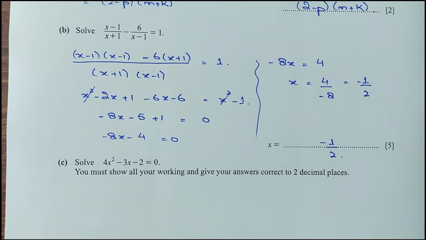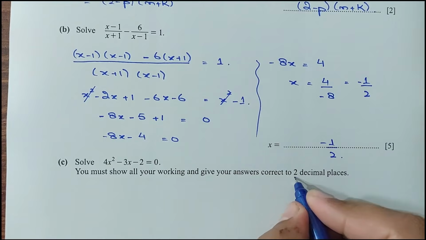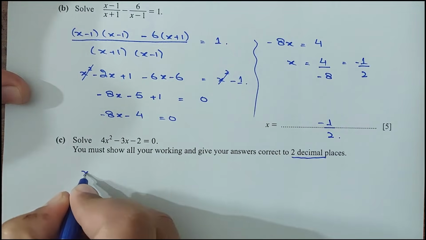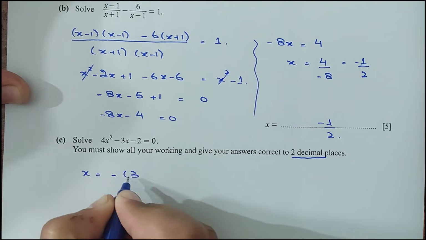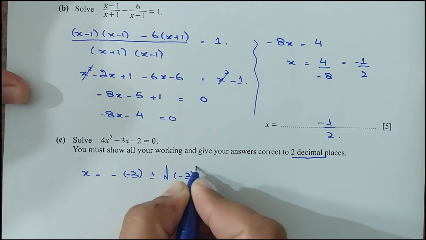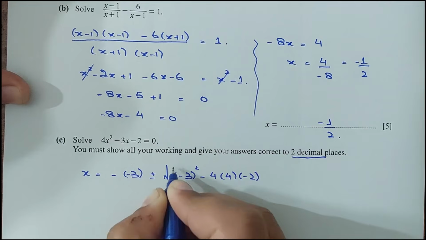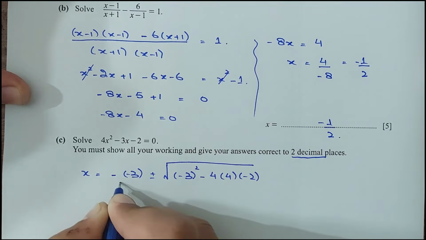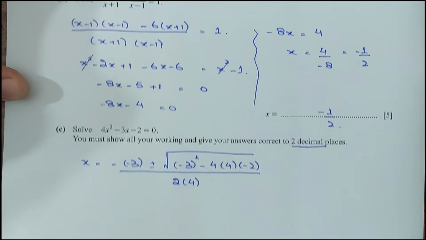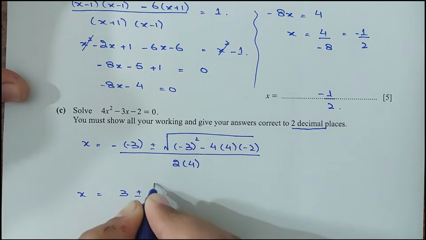Now for part C, we have to solve. You must show your working and give your answer correct to 2 decimal places. It's a quadratic equation. Let me apply the quadratic formula here. So x should be equal to negative of the b value plus or minus square root b square minus 4ac, divided by 2 times the a value. For this simplification, x is equal to 3 plus or minus square root.